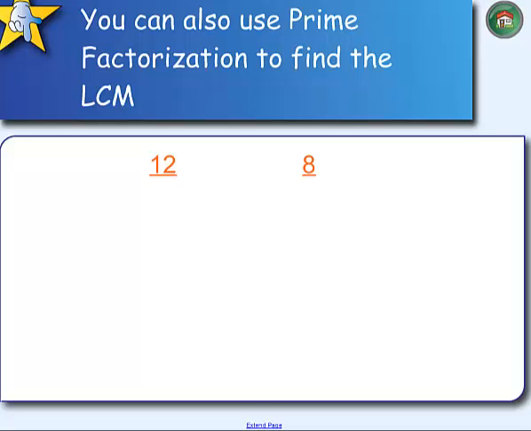Another way we could find it is using our prime factorization. This way is a little trickier, but I want you to see it, and it's used when you have very large numbers. Today we'll be using smaller numbers, just for the examples.